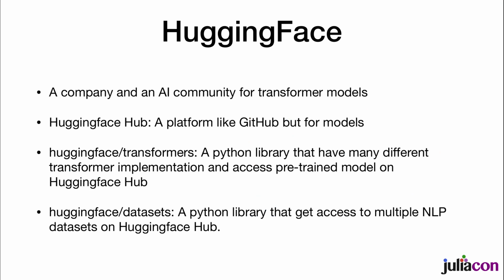The last part is about the Hugging Face integration. Just in case you don't know what Hugging Face is, it's a company and also an AI community. They have a Hugging Face Hub that has many pre-trained models and datasets. The Hugging Face transformers and datasets are 2 Python packages that get access to the files on the hub. What we are interested in is the Hugging Face transformers package and the hub, because there are lots of people uploading their models to the hub. And the package contains many transformer implementations.